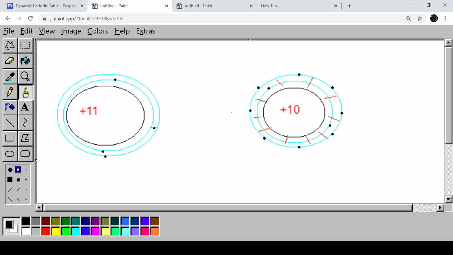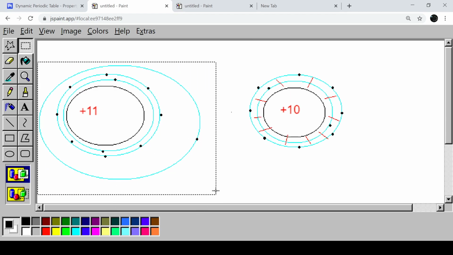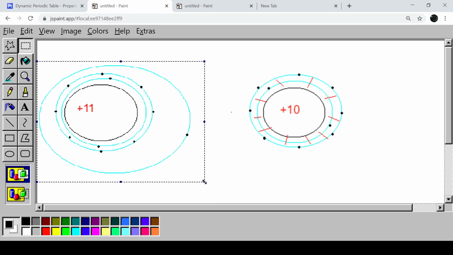And we'll draw in our electrons, 1, 2, 3, 4, 5, 6, 7, 8. Okay, and now we have 10 electrons around here. And we have to draw in one last energy level. This one is really big and far out here, and it only has 1. I made this just a little bit too big, so we're going to make it smaller.